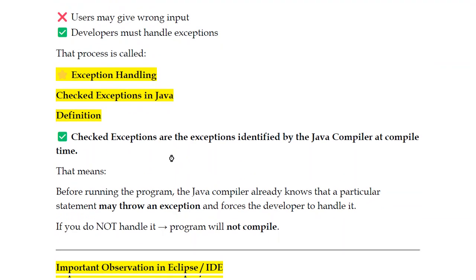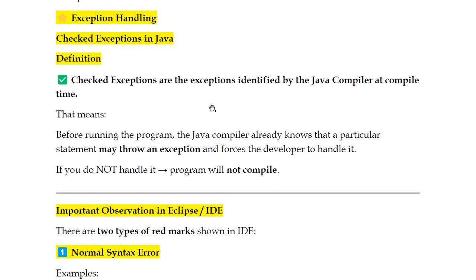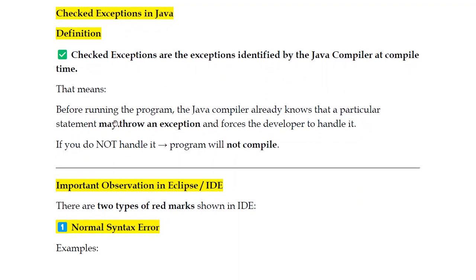So, coming to the agenda: checked exceptions in Java programming. So far, in sessions 1 to 15, we have discussed only the unchecked ones. Now we are coming to the checked exception. What is a checked exception? Checked exceptions are exceptions that are identified by the Java compiler at compile time. That means before running the program itself, the Java compiler knows that a particular statement may throw an exception and forces the developer to handle it. If you do not handle it, the program will not compile. We already discussed this in our introduction part itself. Now I'll show you the examples.